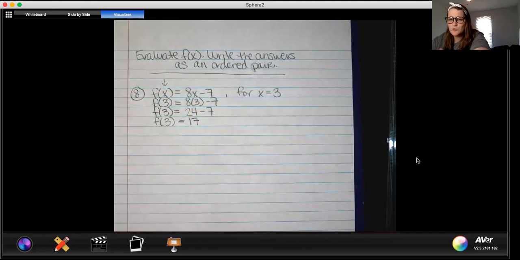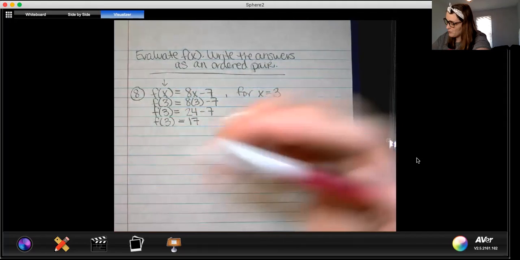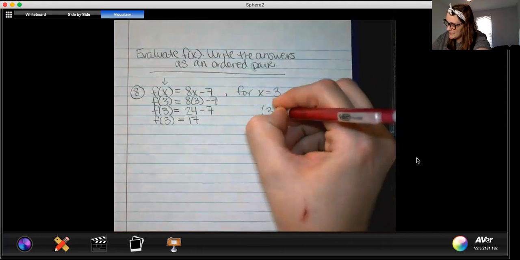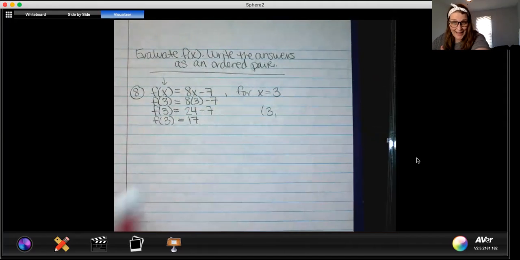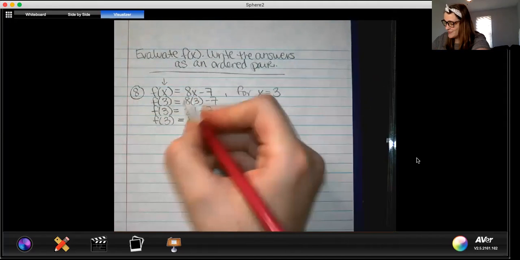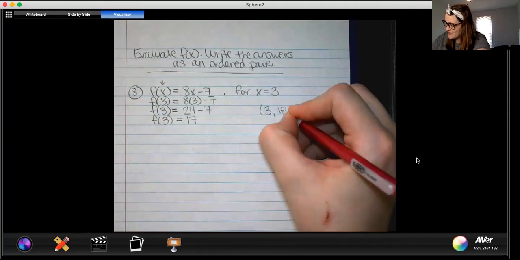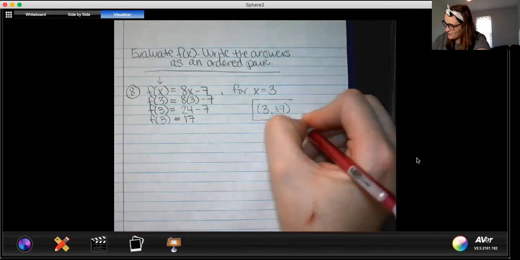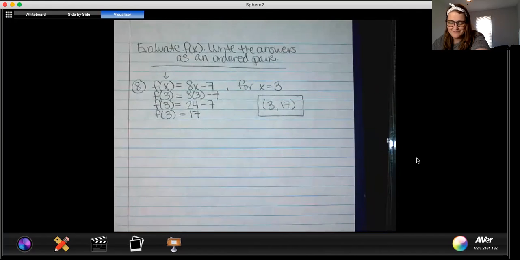Okay. But how do I write this as an ordered pair? Well, what did you put into the equation, or what did you put into the function rule? You put 3 in. So 3 has to be my input. What did you get out of it? You got out of it a result of 17. So therefore my answer is (3, 17).